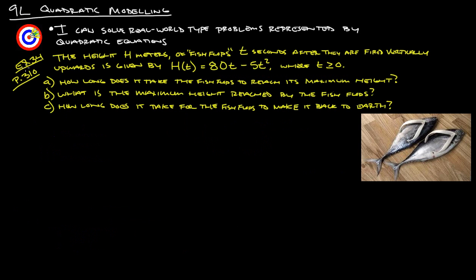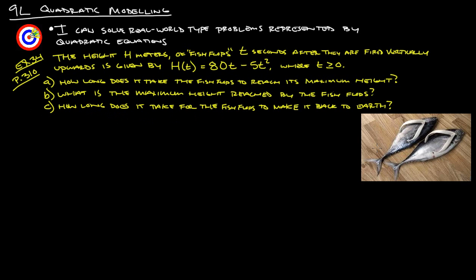So this is similar to example 34 from page 310, and this one is talking about launching some fish flops. The height h in meters of fish flops t seconds after they're fired vertically upwards is given by h of t equals 80t minus 5t squared, where t is greater than or equal to 0. So, how long does it take the fish flops to reach their maximum height?